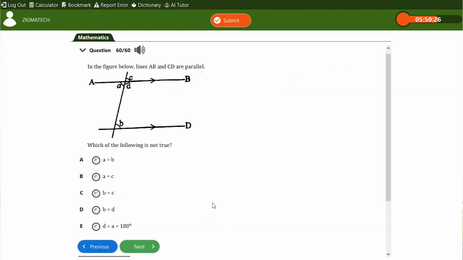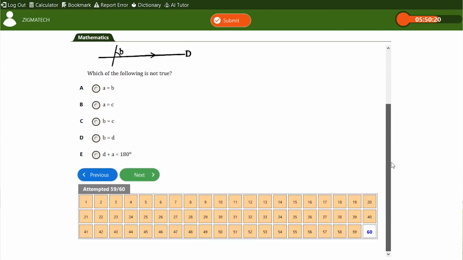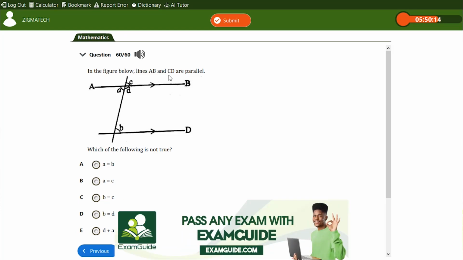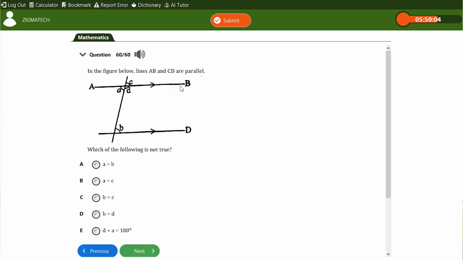Then the last question. They say in the figure below, line AB and CD are parallel. They say which of the following is not true? Just look at it. If you have checked our classes on angles, this should be an easy question. So now look at it. Which of the following is not true?